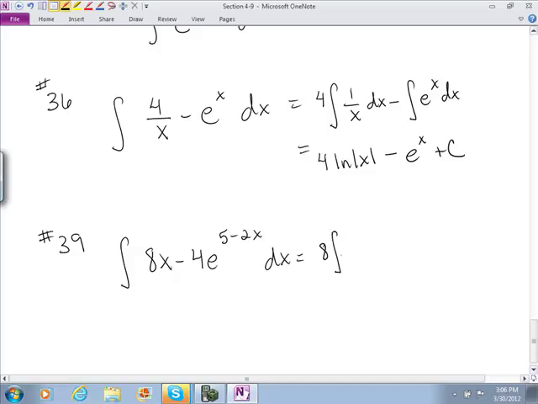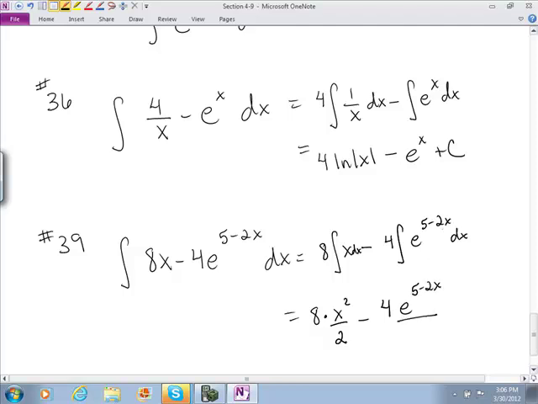So 8 antiderivative of x minus 4 antiderivative e to the 5 minus 2x. Oh, and each of these has a dx, just from a notation standpoint. All right, well, this one we can just use the power rule on. So it's going to be 8 times x squared over 2, because you add 1 to the exponent and put it over it, minus 4. Okay, now the rule for e to the 5 minus 2x is you're just going to have e to the 5 minus 2x.